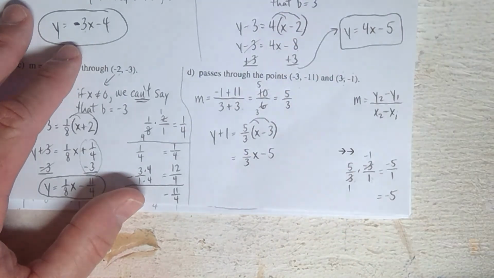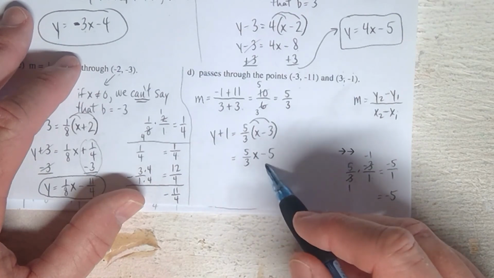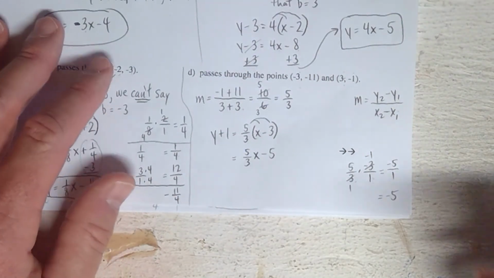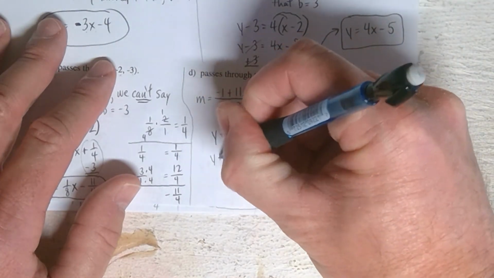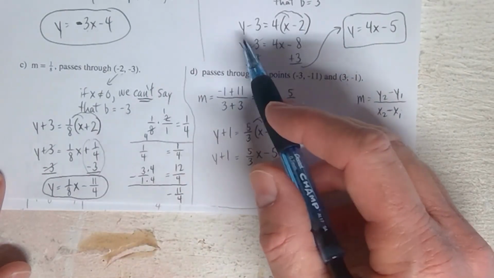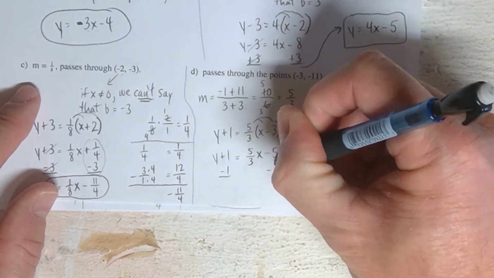Minus 5. If it had been positive, you'd have to say plus 5 because we're distributing here. You've got to have a plus or minus in between the answers. Then we move over the 1, just like we moved over the 3 and the negative 3 in the last two problems. Since it's positive 1, we subtract it over.